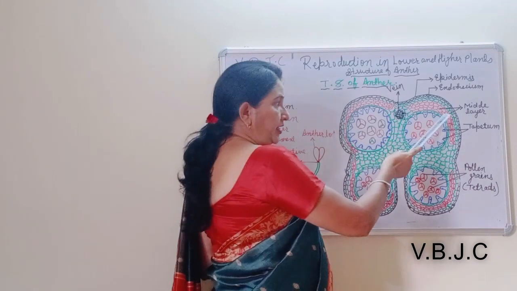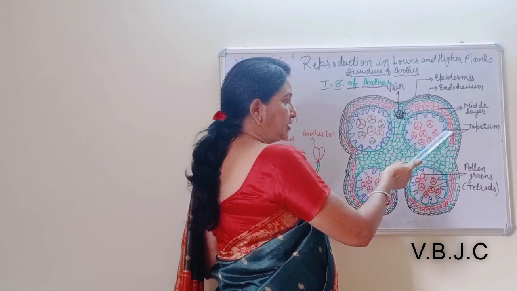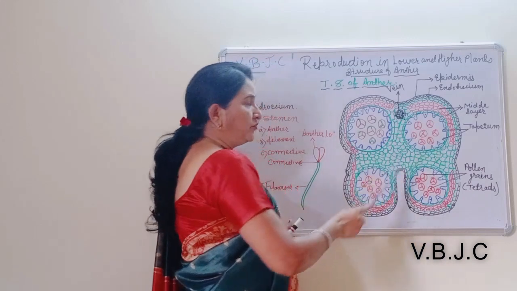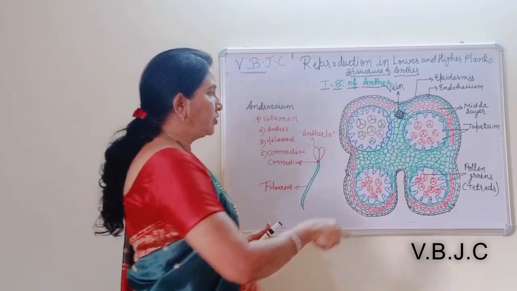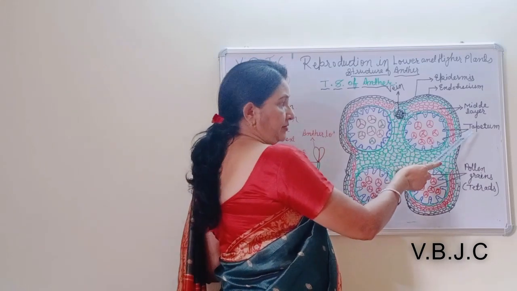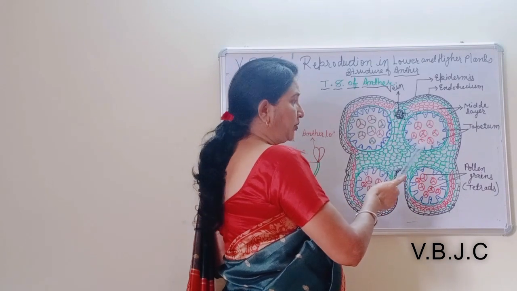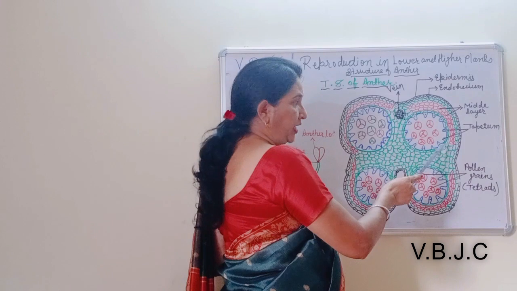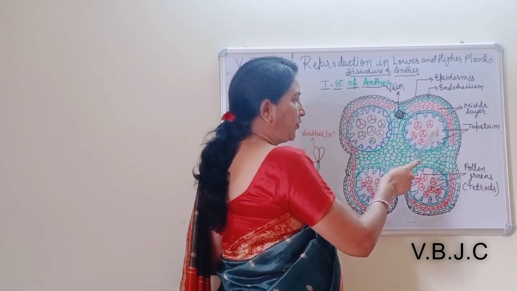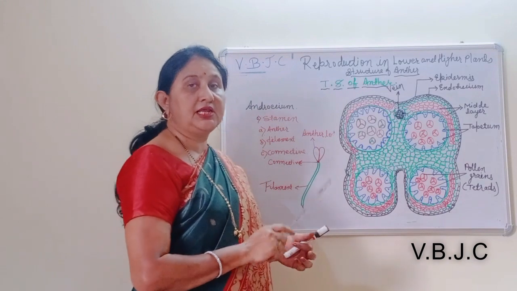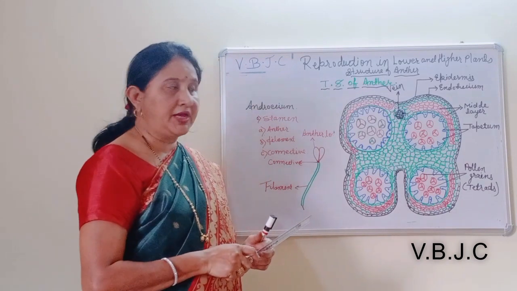Inner to this middle layer is the tapetum. The tapetum is also made up of one layer of cells and is also known as the nutritive layer, because all the cells contain dense cytoplasm and food vacuoles, and that's why they provide nutrition to the developing microspore mother cell up to the formation of the microspore.